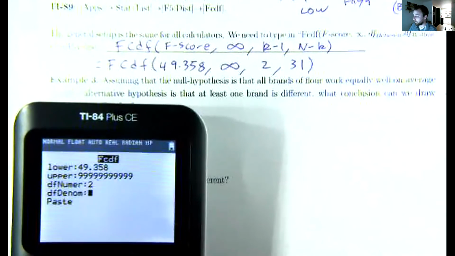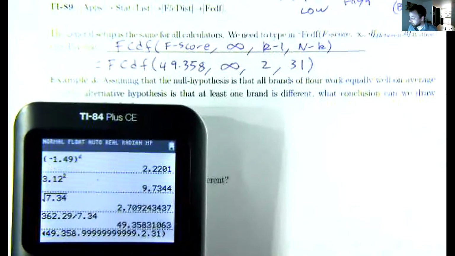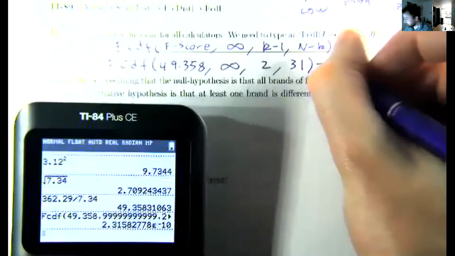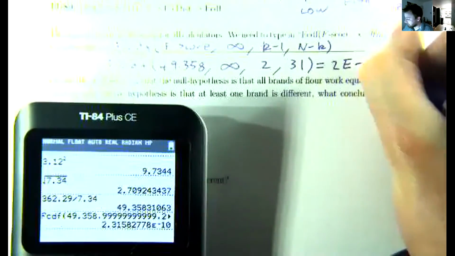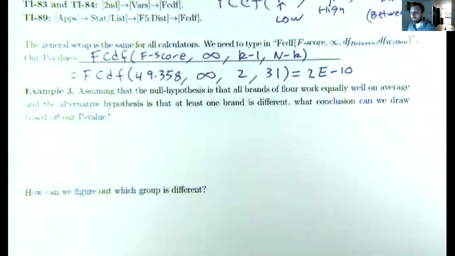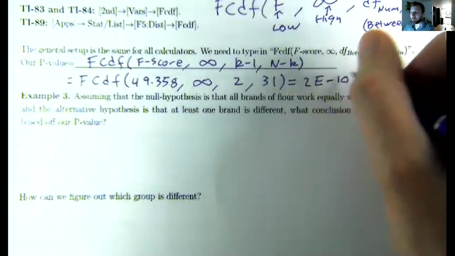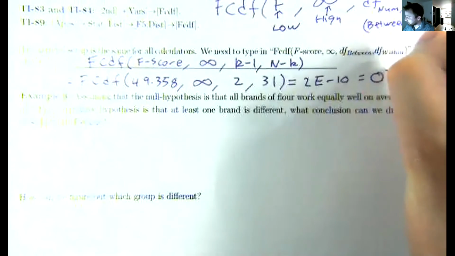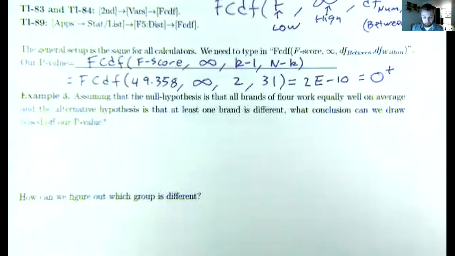Degree of freedom for the numerator, that's the between groups, that's 2. Degree of freedom for the denominator, that's the within groups value, that's the 31. Paste and enter. We got 2e minus 10. So this would be 9 point and then 9 zeros after that first decimal point, and then a 2. This is so small that we're just going to call this 0 plus. So let's see what this means.